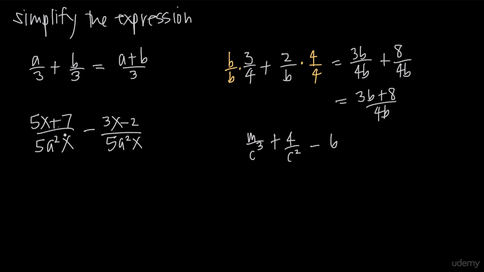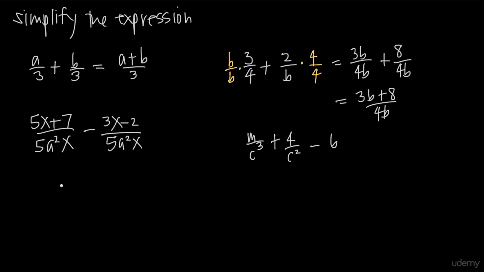Let's look at this example here. We have 5x plus 7 over 5a squared x minus 3x minus 2 over 5a squared x. So again, we're looking for a common denominator, and luckily we already have one. The denominator of both fractions is 5a squared x, so we can go ahead and combine them directly. Here's where we have to be really careful. This is the first problem where we've had subtraction.